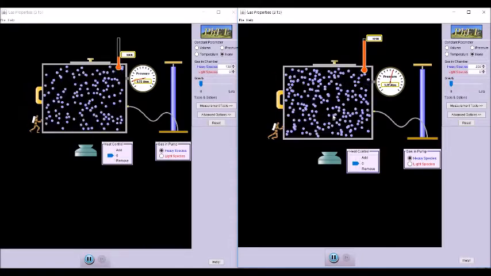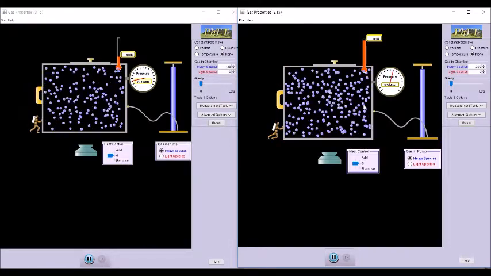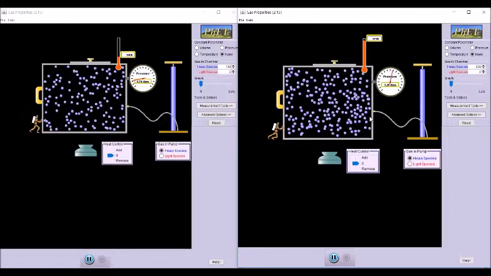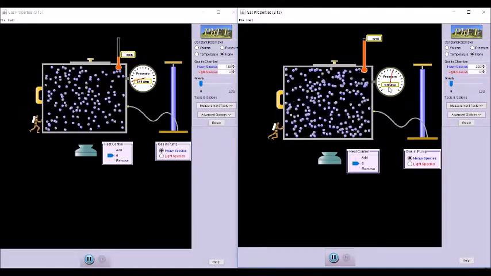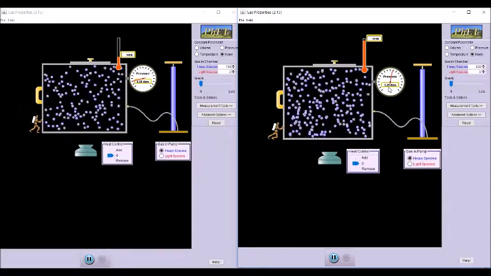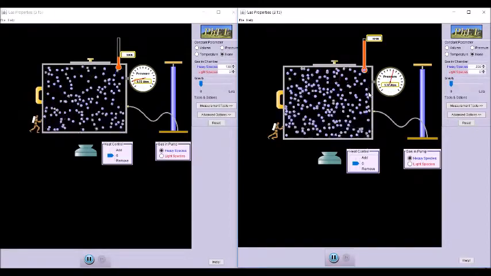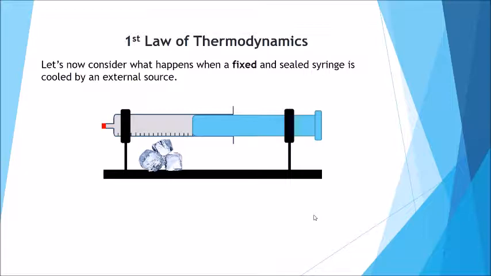Far more collisions. There's more collisions per second. There's greater force being exerted on the perimeter of our container as well. Accordingly, our pressure is much higher. Let's now look at our second scenario.